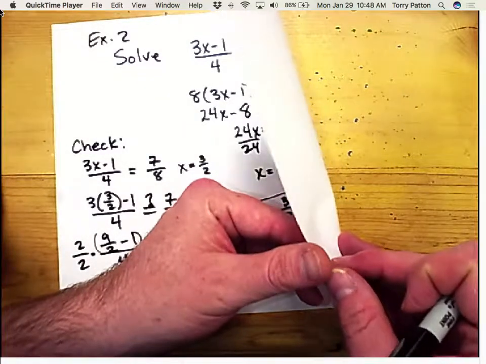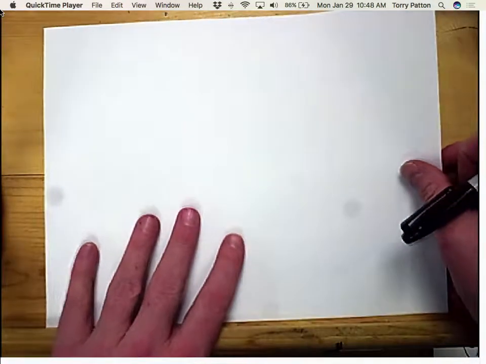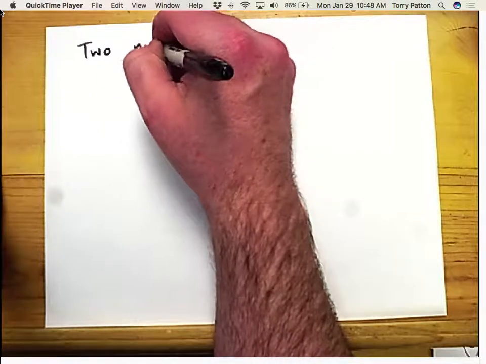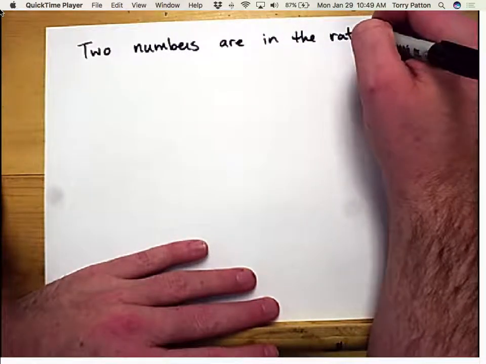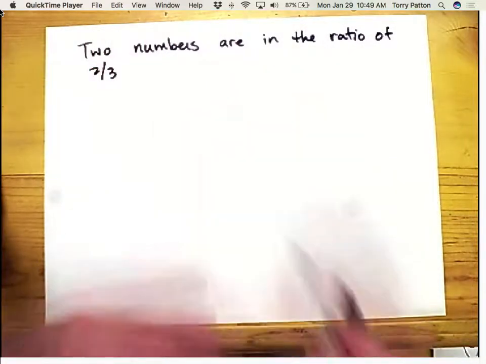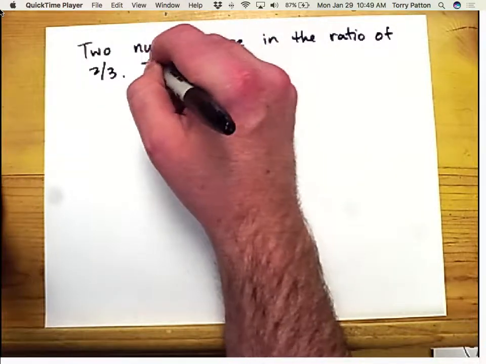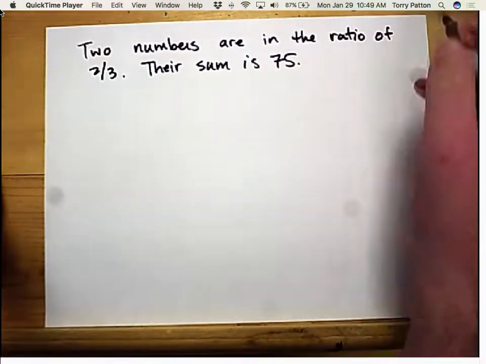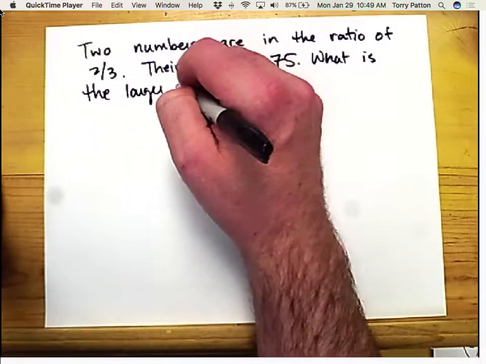All right, so now I'm going to show you one more thing about how to use these in kind of word problems, and then we're going to do 2 examples, and that's it, okay? So what if I told you 2 numbers are in the ratio of 2 to 3. Their sum is 75. What is the larger number?